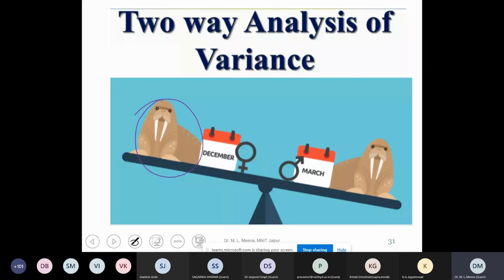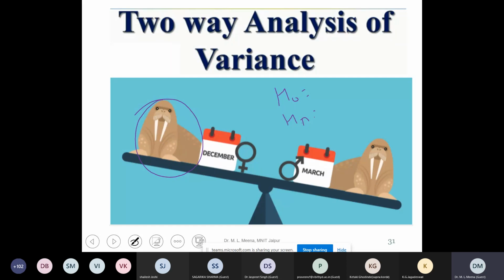So first, null hypothesis H0 and H1. H0 first is the means of all month groups are equal. Alternative hypothesis, the mean of at least one month group is different.